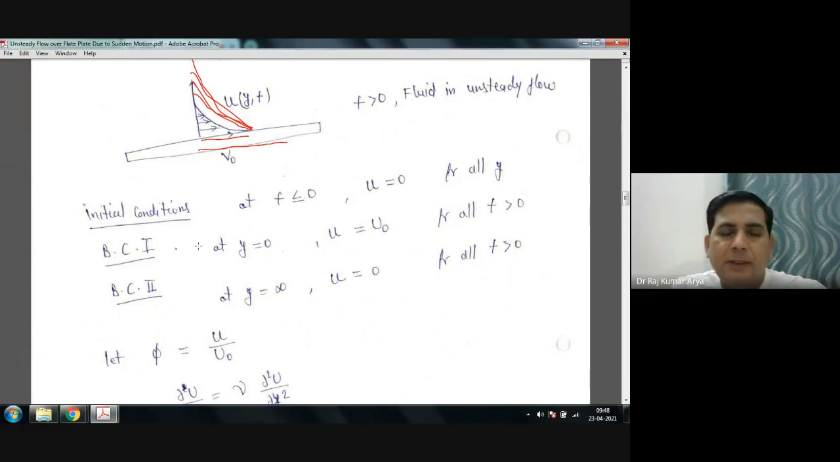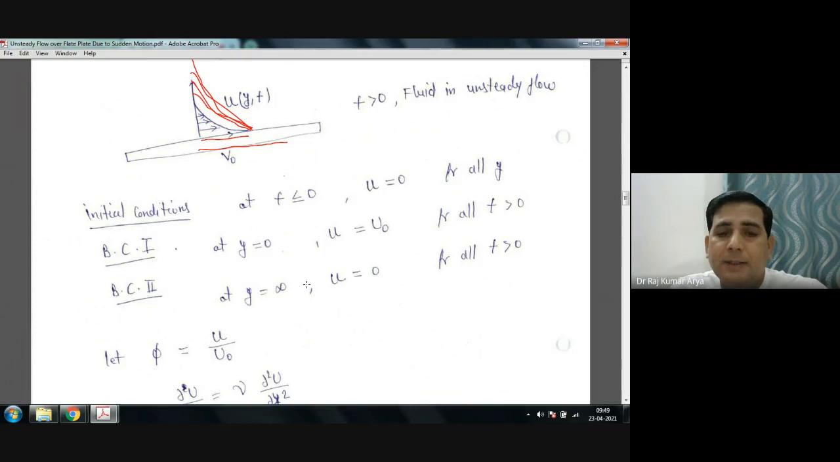Now when you set it in motion at t greater than 0, so just at t equal to 0, what will happen at y equal to 0? The velocity of the plate would be the same velocity as the fluid. So the fluid will also gain the velocity of the plate, u naught. At y equal to infinity, at the top of the fluid, you are much farther away and you are talking about the infinite thickness of the fluid.